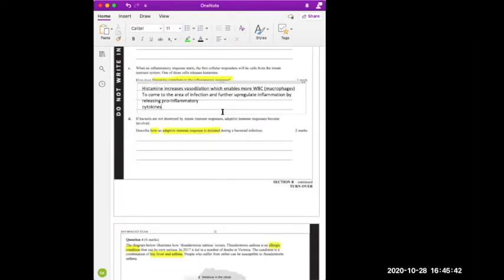If bacteria are not destroyed by innate immune responses, adaptive immune responses become involved. Describe how an adaptive immune response is initiated during a bacterial infection. So this is basically how does the innate immune system connect to or join with the adaptive immune system. And I think a lot of you would know this answer already. It is your antigen presentation, right?